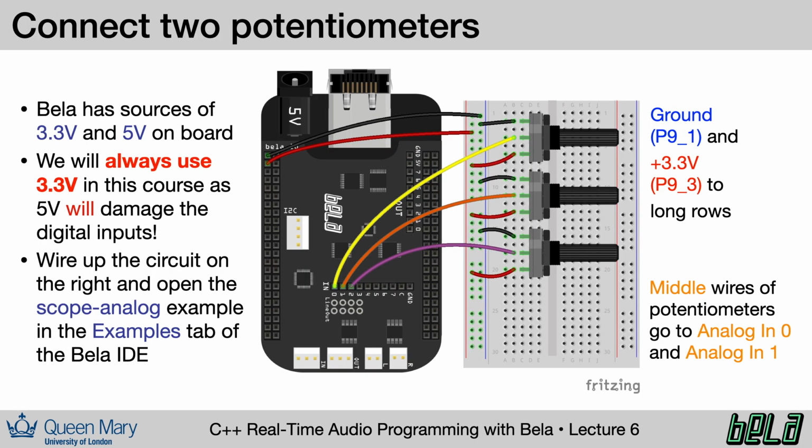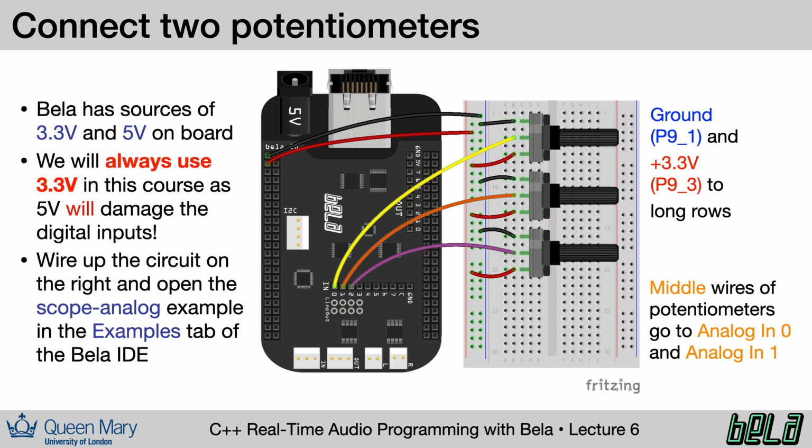Before we go any further, I'd like you to build up your first circuit on the breadboard. One important note is that Bela provides 2 different voltage sources on the board. There's a source of 3.3 volts and there is also a source of 5 volts. While either 3.3 or 5 volts is acceptable for the analog inputs and outputs on Bela, the digital pins on Bela are not 5 volt safe.